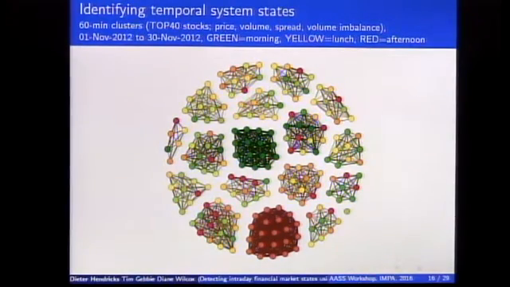So what we do see is that, firstly, there are definite clusters, but there are also these definite morning and afternoon clusters that seem to appear.